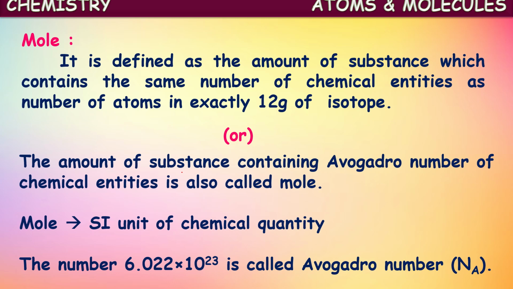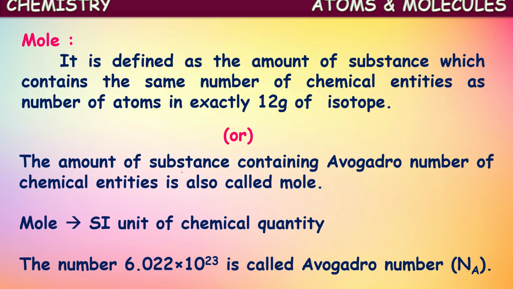So what is the meaning of this? If you take 12 grams of C12 isotope, it contains Avogadro number of carbon atoms. How much is that? If you take 12 grams of the C12 carbon isotope, it contains 6.022 into 10 to the power of 23 carbon atoms. So this is a fixed number, and this number is called the Avogadro number.